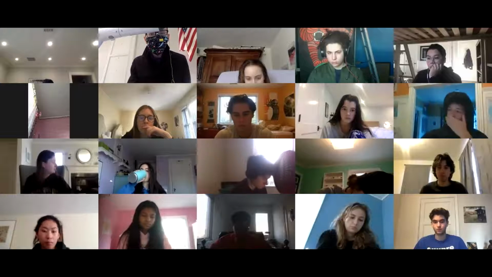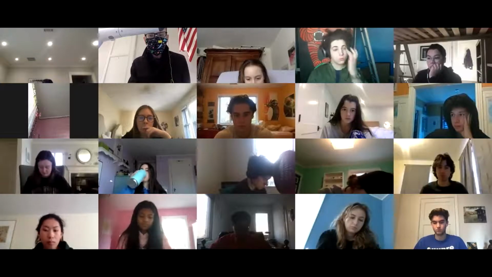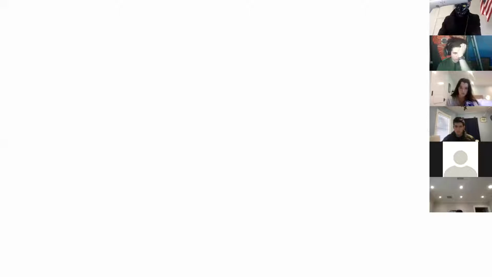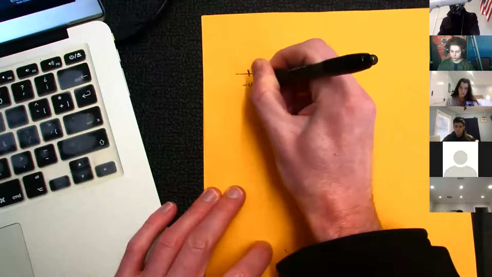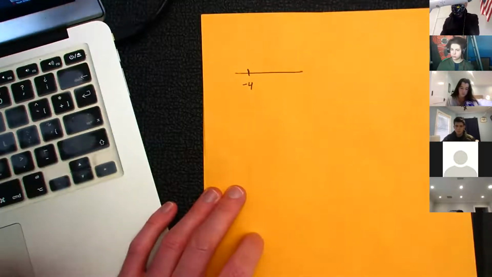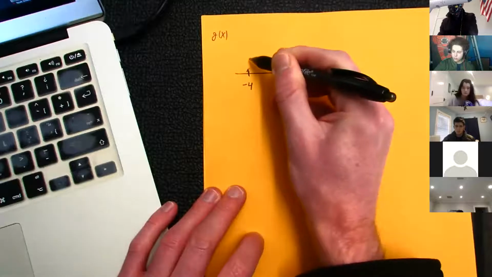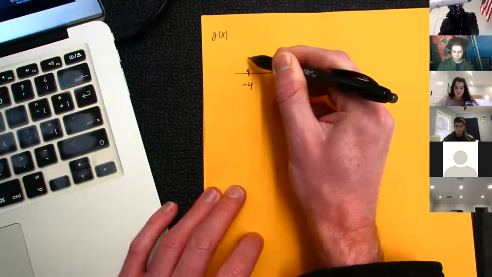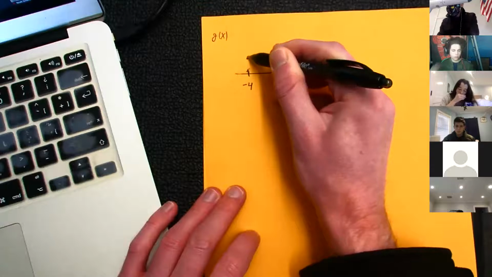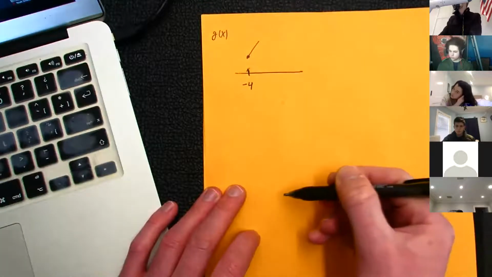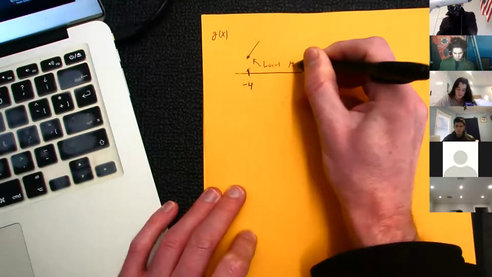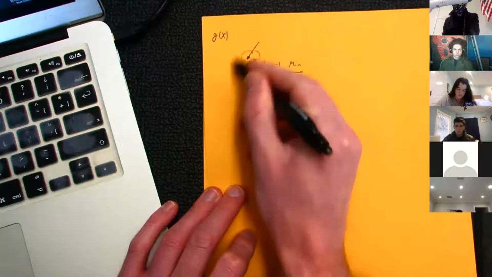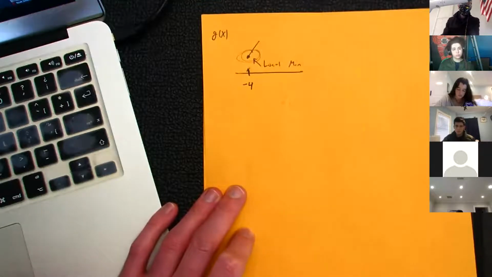I'll switch to my document camera. At -4, that's where the function begins. The original function g begins at -4, that's like the boundary point of the original function, and it starts off with a positive derivative. So it starts off looking like that, positive derivative, beginning at -4. That means it's got to be a local min. It's the smallest guy in the neighborhood. We'll talk more about boundary points being local mins and maxes in a later unit. That's just kind of a preview.